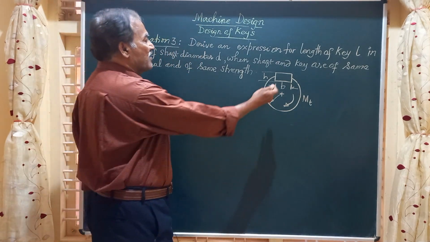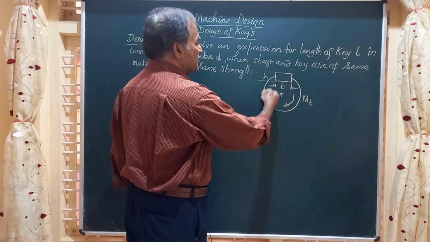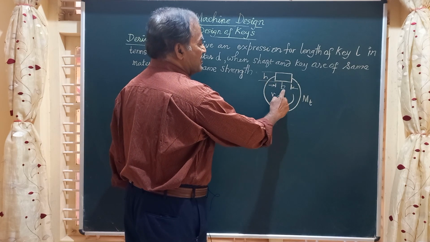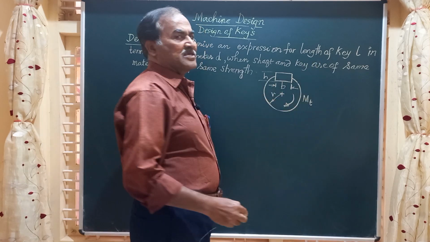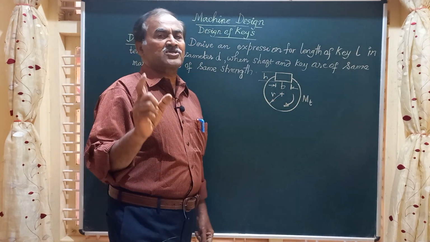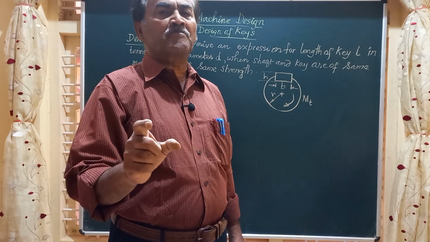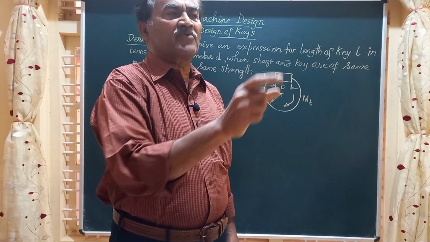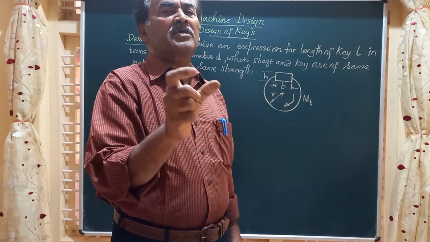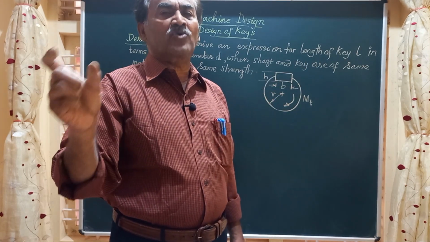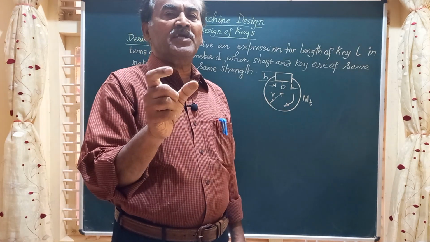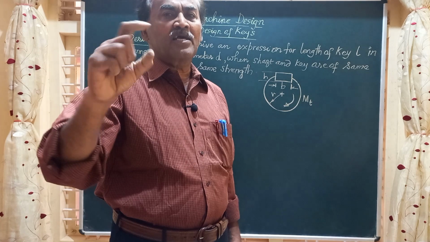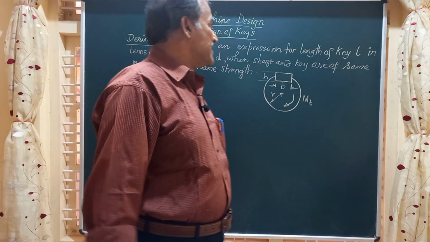Friends, again I have written the front view of a shaft with a key having thickness H, width B, and it will have a length L. So a key is always designated by B into H into L. Suppose a key is represented by 20 into 14 into 100. 20 will be the width. Second, H will be 14 and L will be the length of the key.